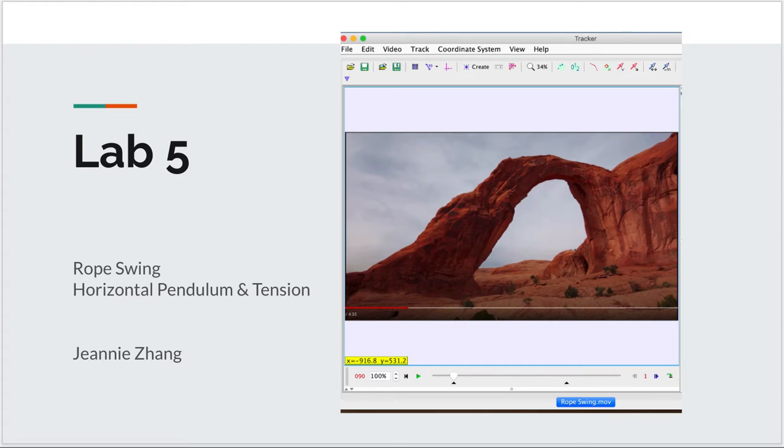From this lab, we gain more experience with spring potential energy, spring force, gravitational potential energy, gravitational force, and kinetic energy. And ultimately, we conclude that total energy is conserved when the tension force felt by the person is greater than the person's weight.